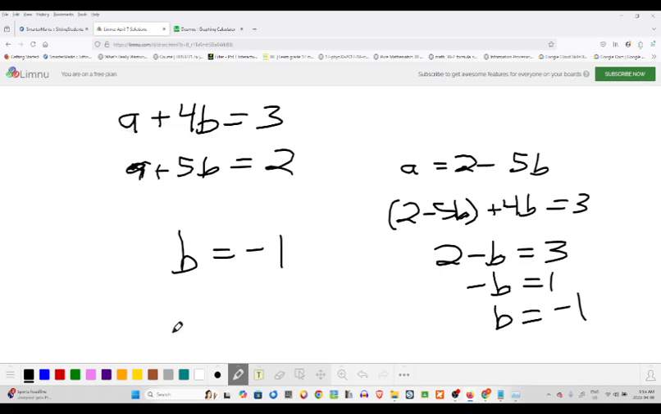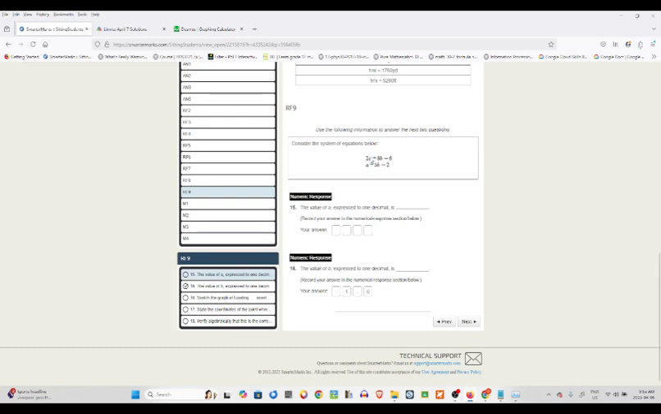Now we just need to find a. Well, a plus negative 4 is 3. That's substituting negative 1 for b. So a is 7. Does that make sense? If a is 7, this would be 14 minus 8. That's 6. 7 minus 5 is 2. Yes, a is 7. Expressed to 1 decimal, that's 7.0.